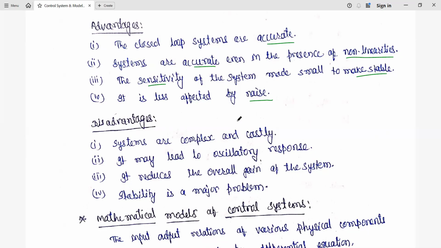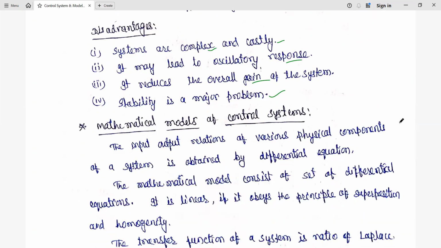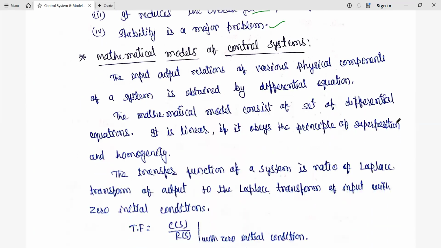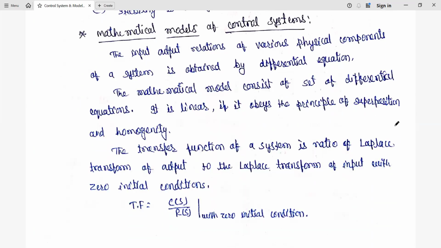So next we have the disadvantages of closed loop system. It is again complex and costly since feedback is connected, so extra hardware is required. It may lead to oscillatory response, and it reduces the overall gain of the system, and stability is the major problem here. So the system is going to be unstable. So this is the basic difference between open loop and closed loop. On the basis of their advantages and disadvantages, you can differentiate between open loop system and the closed loop control system.